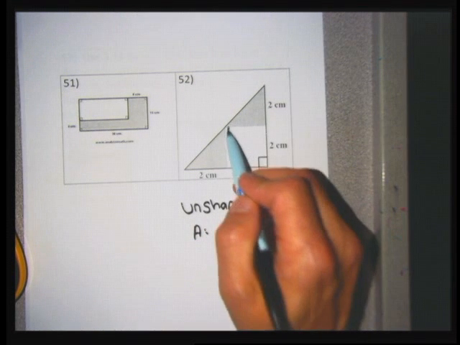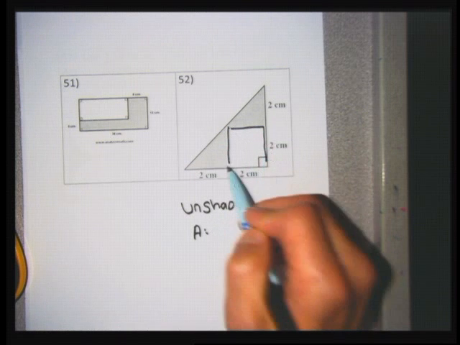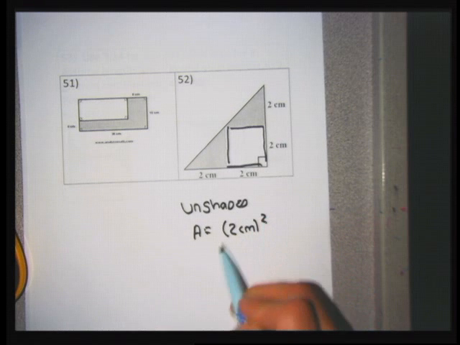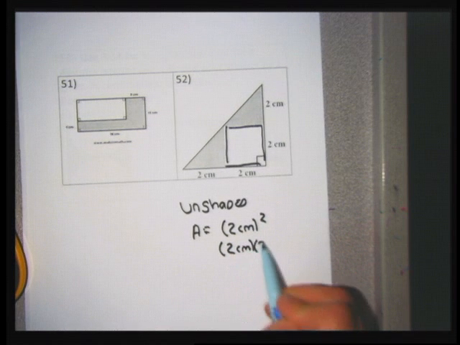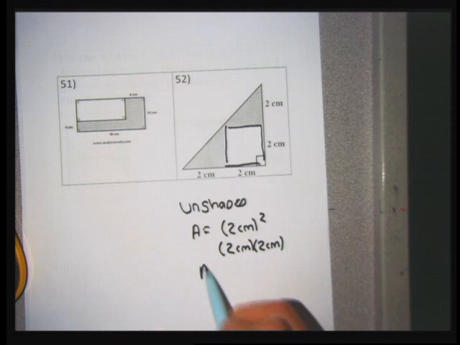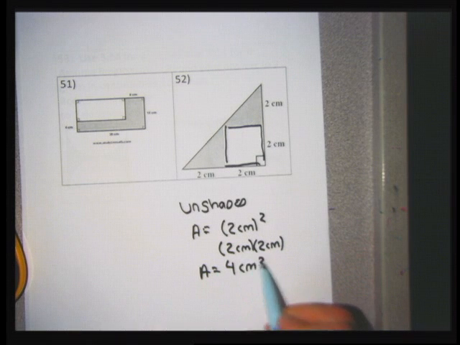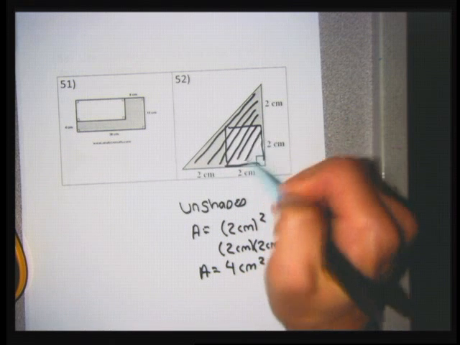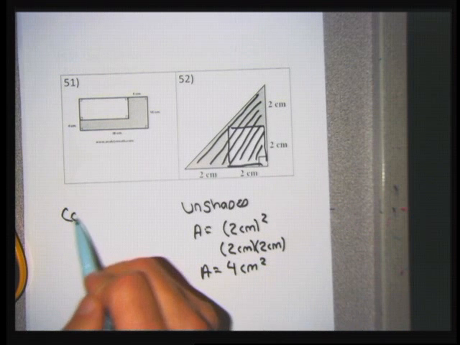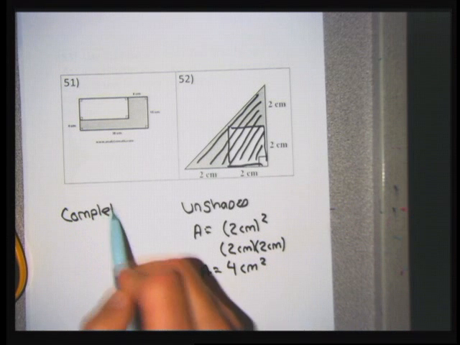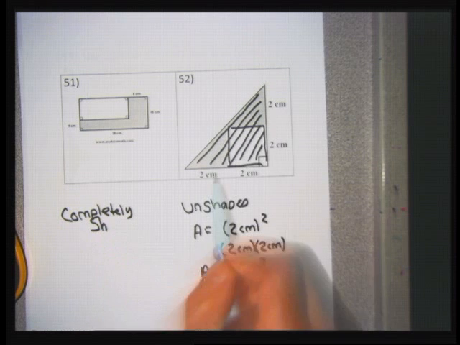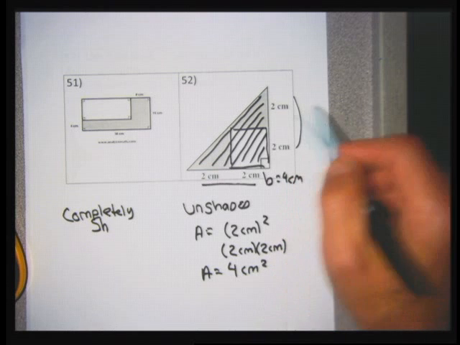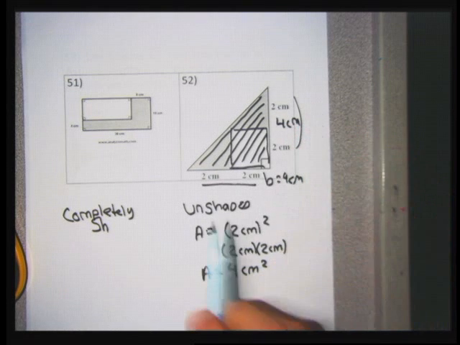That's 2 centimeters by 2 centimeters. So it's going to be 2 centimeters squared, which is 2 centimeters times 2 centimeters, which is 4 centimeters squared. And then if this whole figure was shaded in, it would look like that. And then the completely shaded region is a triangle. And the base and the height are both 4. Here's the base of 4 centimeters, and here's a height of 4 centimeters. I had to add the sides.